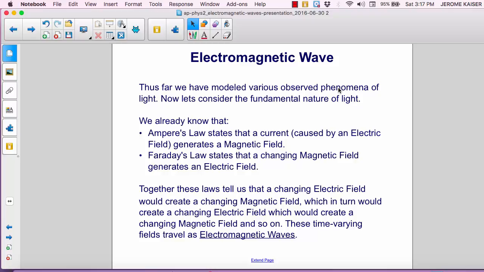Well, we can put these together, and that tells us that a changing electric field creates a changing magnetic field, and that changing magnetic field creates another changing electric field, which in turn creates another changing magnetic field, and so on. These time-varying fields travel as electromagnetic waves.